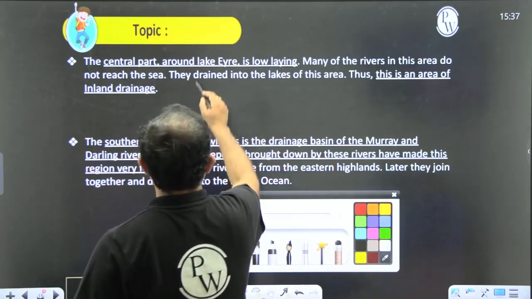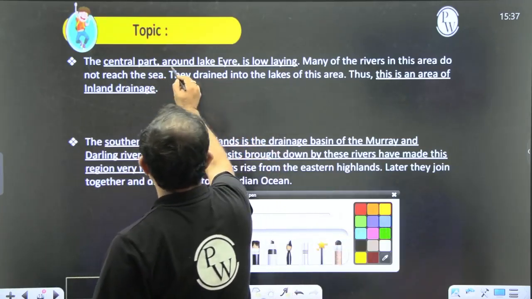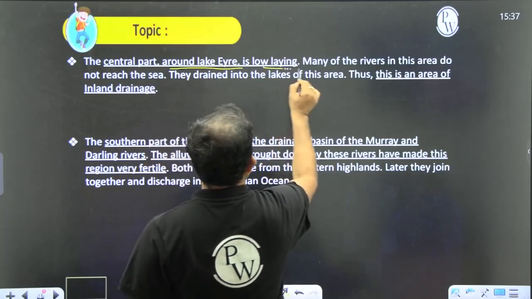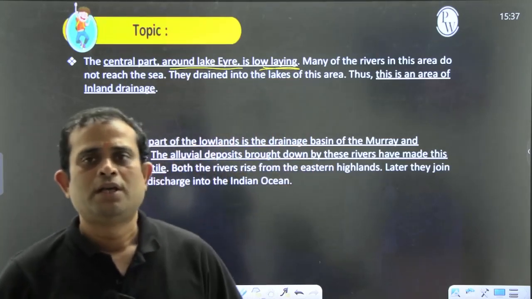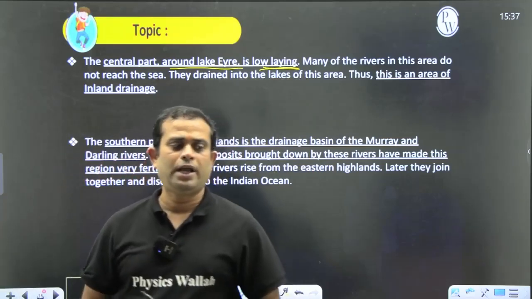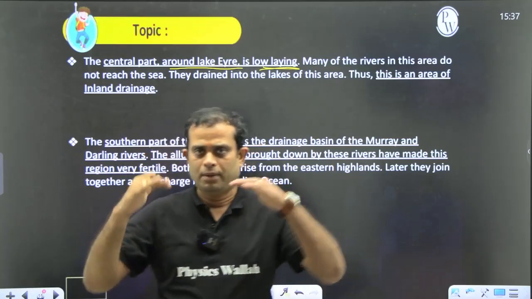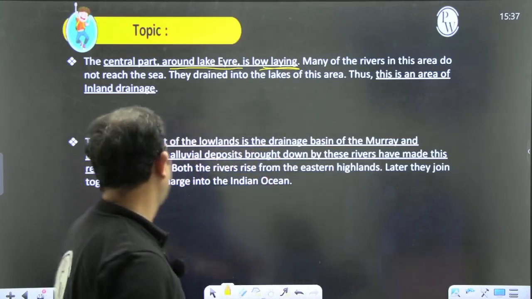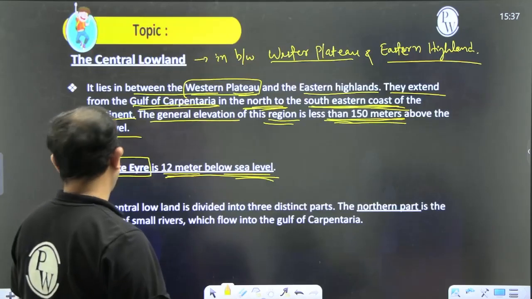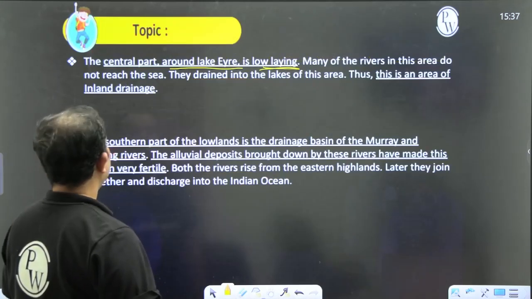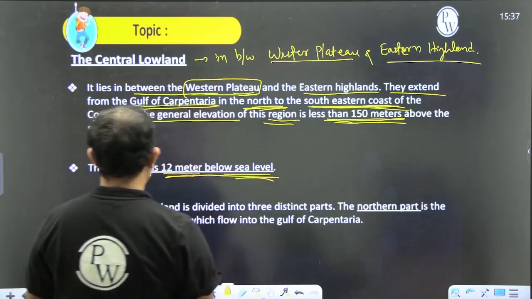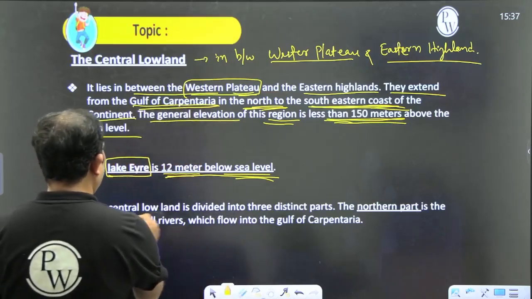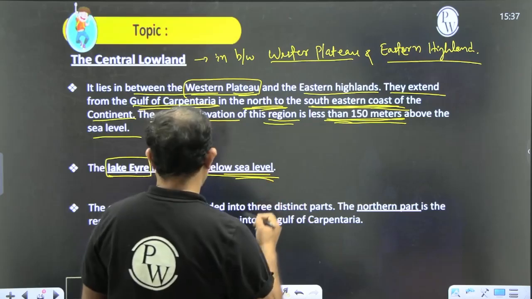So the central part around Lake Eyre is a low-lying area, basically a dump area. What we are discussing now is the central part of Lake Eyre, a low-lying area, basically a dump area. That is the central lowland. One was left out in the previous slide.